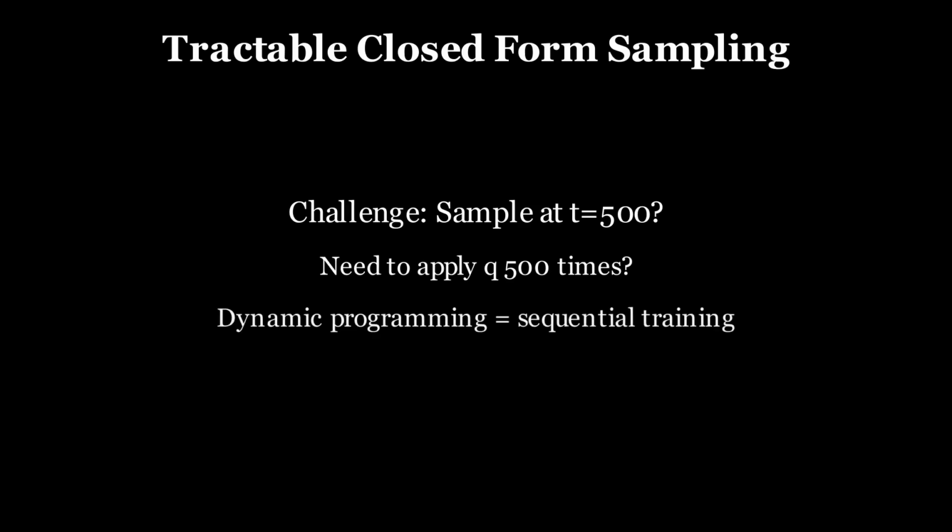Now here is a challenge. If we want to sample X at time step 500 or higher, do we need to repeatedly apply Q 500 times? You might think of using dynamic programming, but what if we don't want sequential training? There's actually a better method: the reparameterization trick.